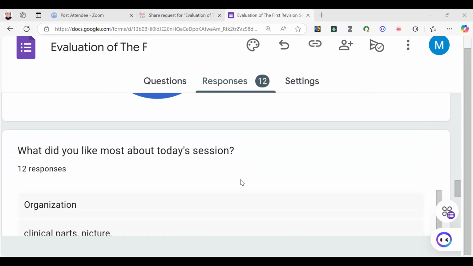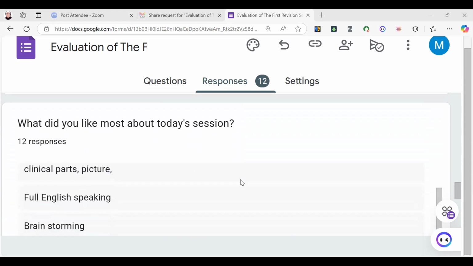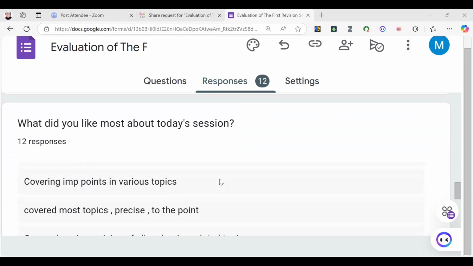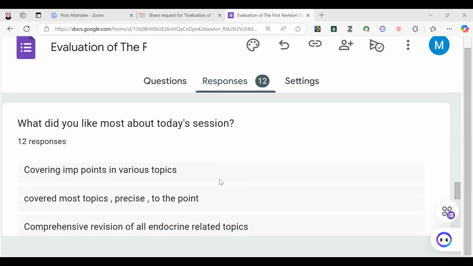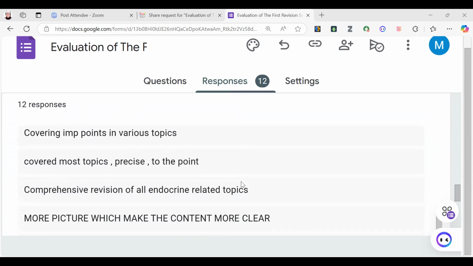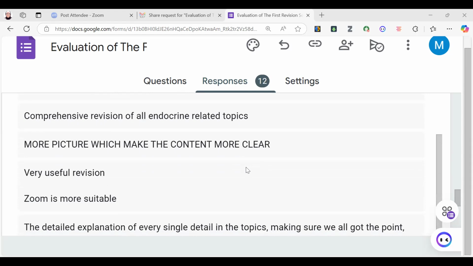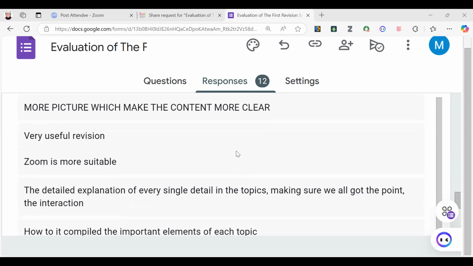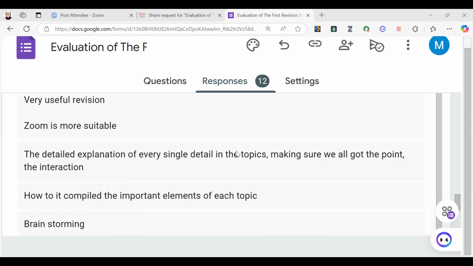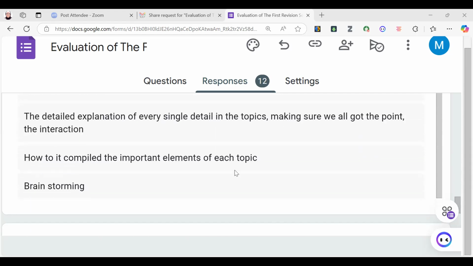What did you like most about today's session? The organization, clinical parts, pictures, full English speaking, brainstorming, covering important points in various topics, precise, to the point, comprehensive revision of all endocrine related topics, more pictures which make the content more clear, very useful revision. Zoom is more suitable? I don't think so. The detailed explanation of every single detail in the topics, making sure we all got the point, the interaction, how it compiled the important elements of each topic, brainstorming.